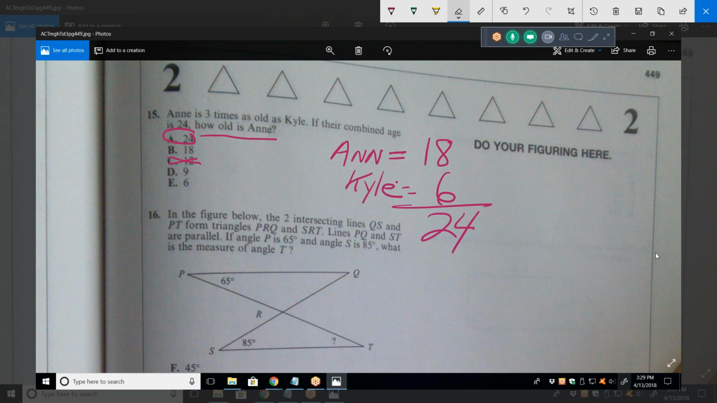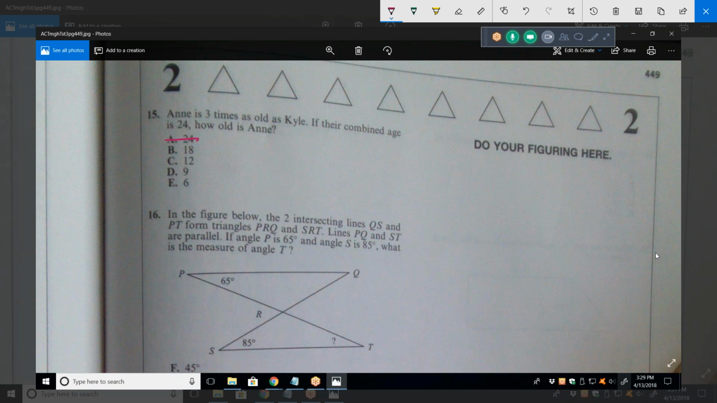Although, there's usually an extra trick or two with these things, and this one has it. You can almost eliminate that immediately, right? Because their combined age has to be 24. So I'm not ever even going to try 24. I know that that can't be right, not unless Kyle is 0, and then even then it wouldn't be right, because 24 would not be 3 times 0.